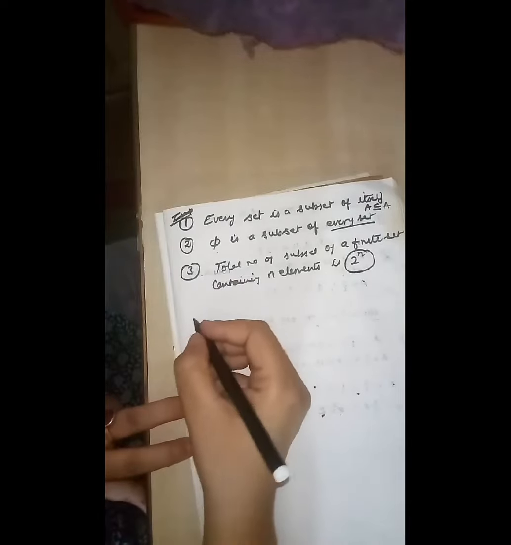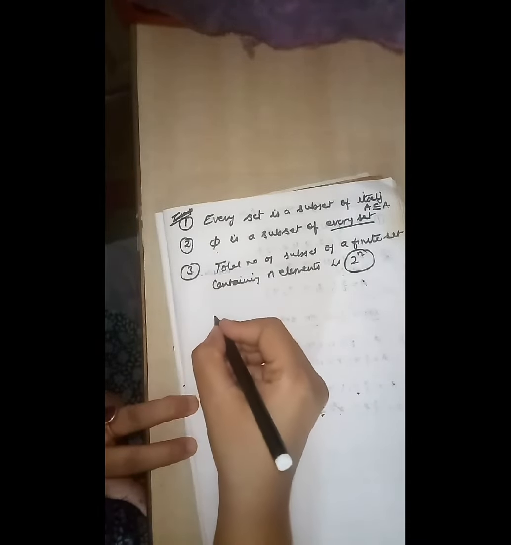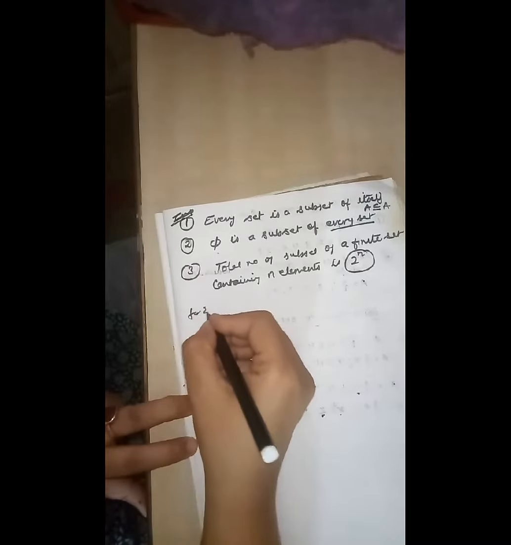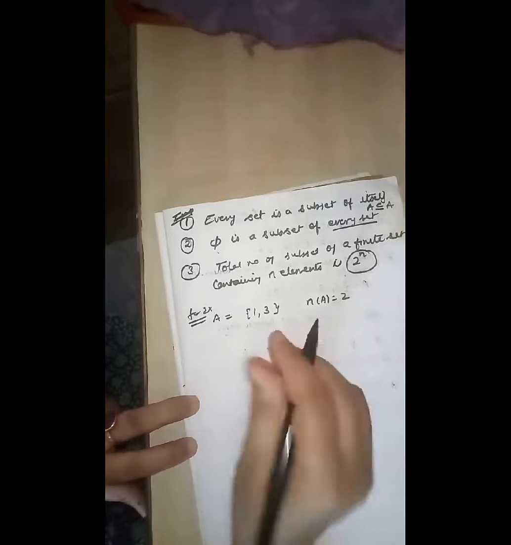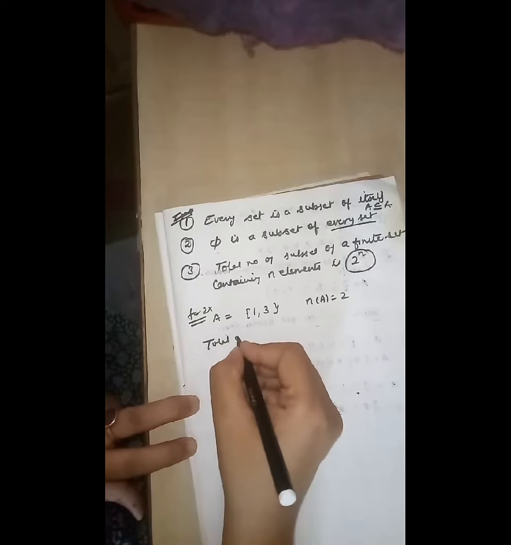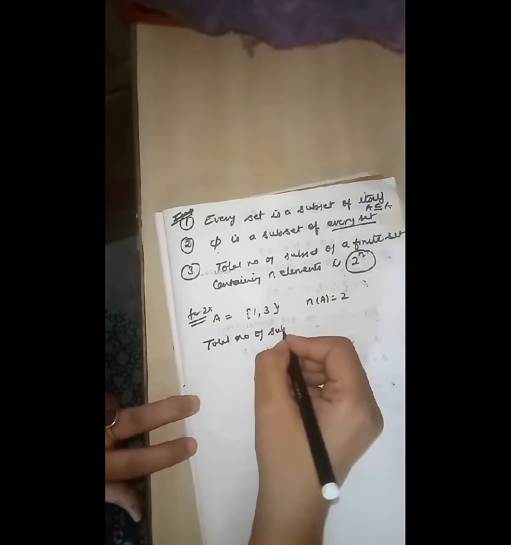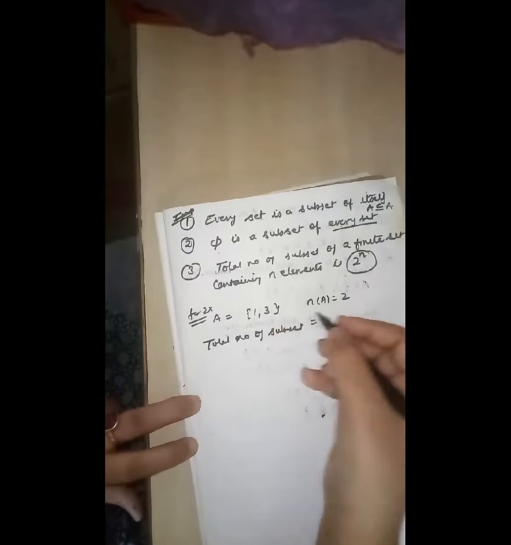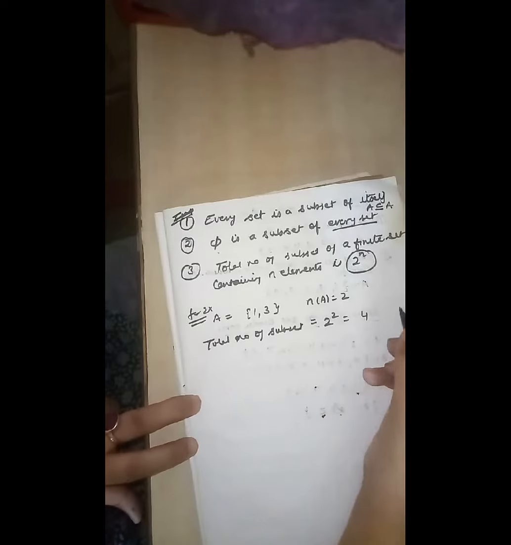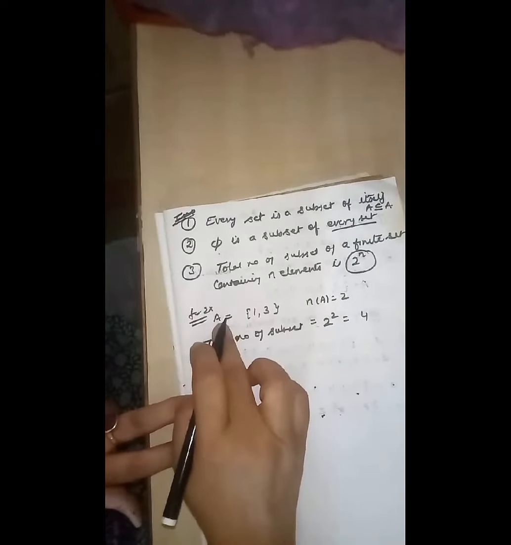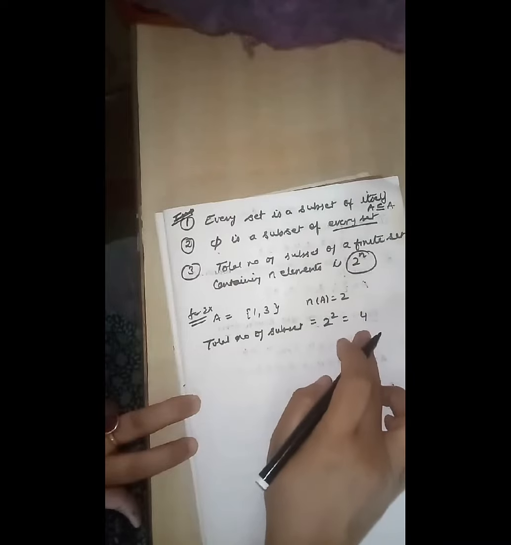Now taking some examples. For example, let A equal to {1, 3}. So you can find the number of elements here. n(A) equal to 2. It means this set has 2 elements. So total number of subsets, use the formula 2 to the power 2. It means 4. It means this set A has 4 subsets.